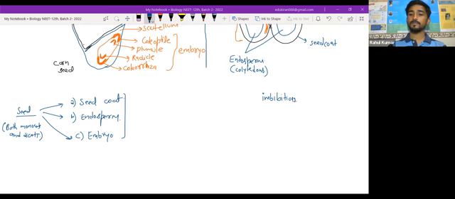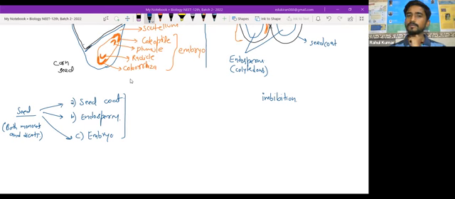Remember? So now the seed coat is a very important structure, not only because it protects. And also, let me ask you one question. Seed coat is hard, right? It's a hard structure.